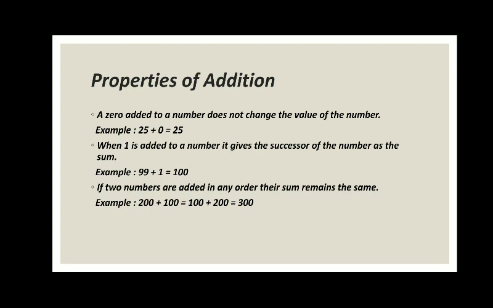If two numbers are added in any order, their sum remains the same. For example, if you add 200 plus 100, then also you will get 300, and even if you add 100 plus 200, you will get the answer 300.